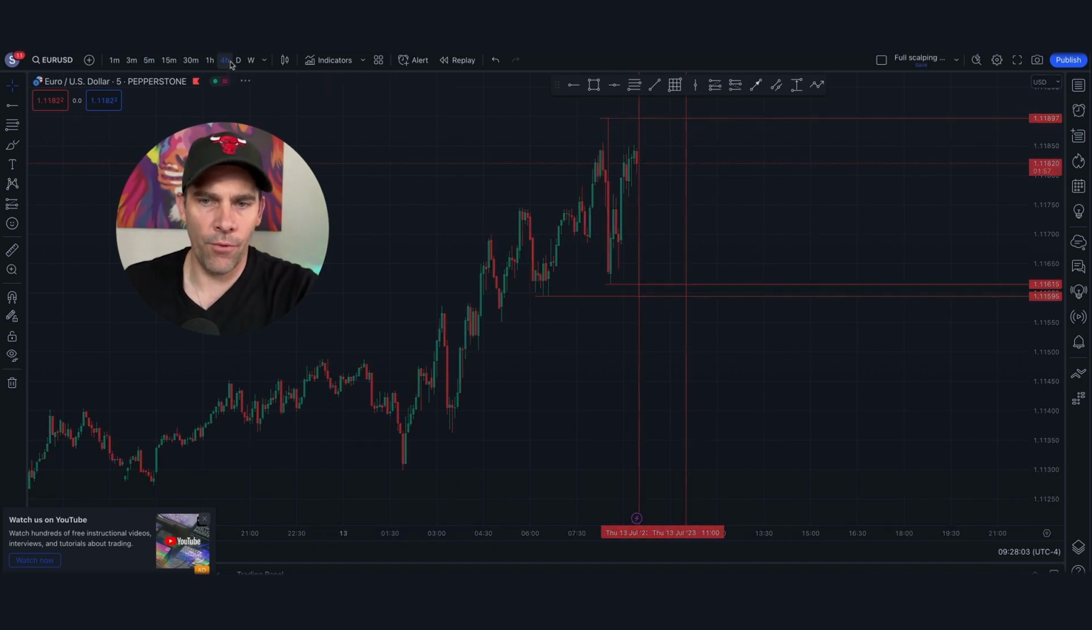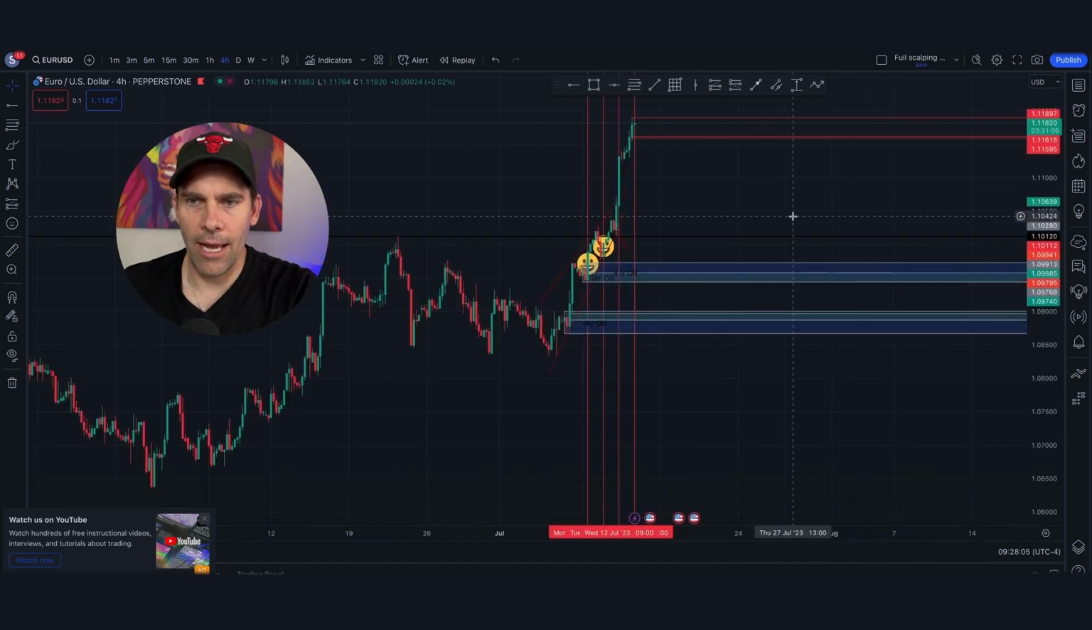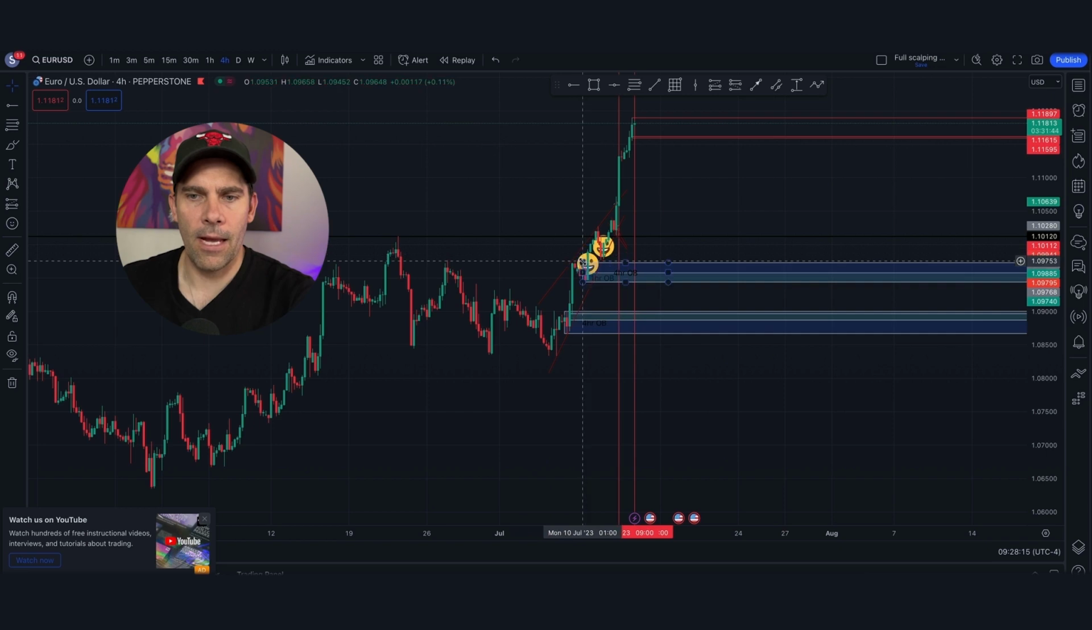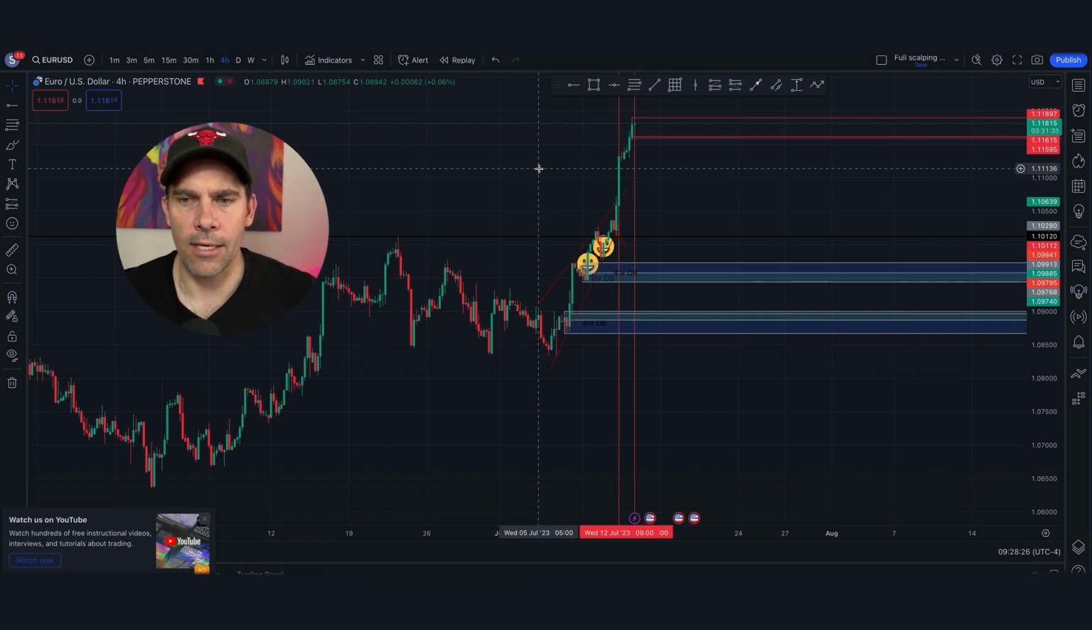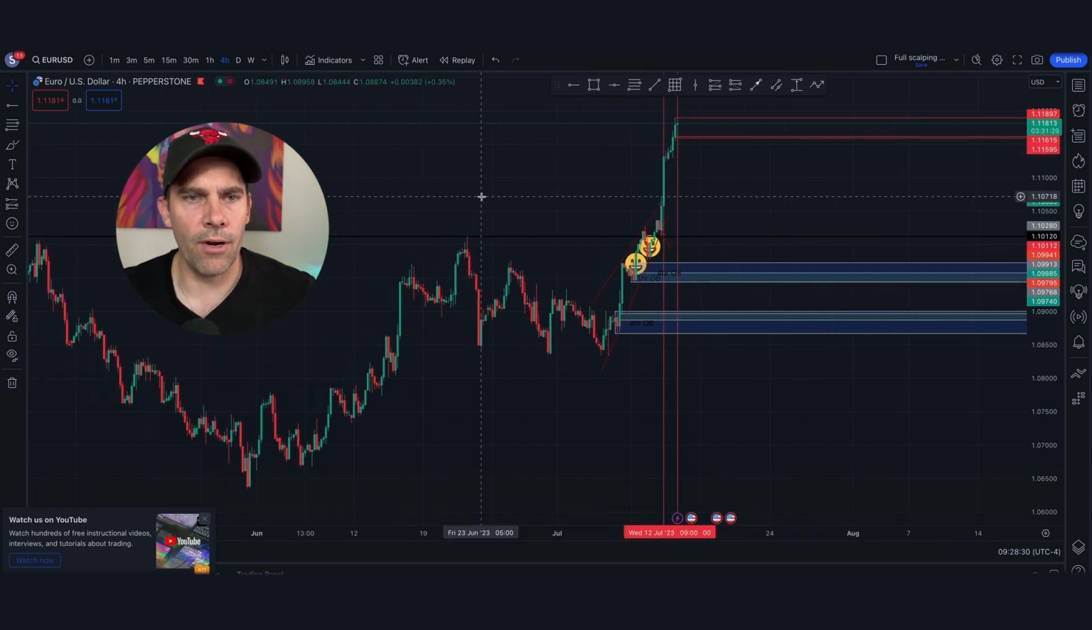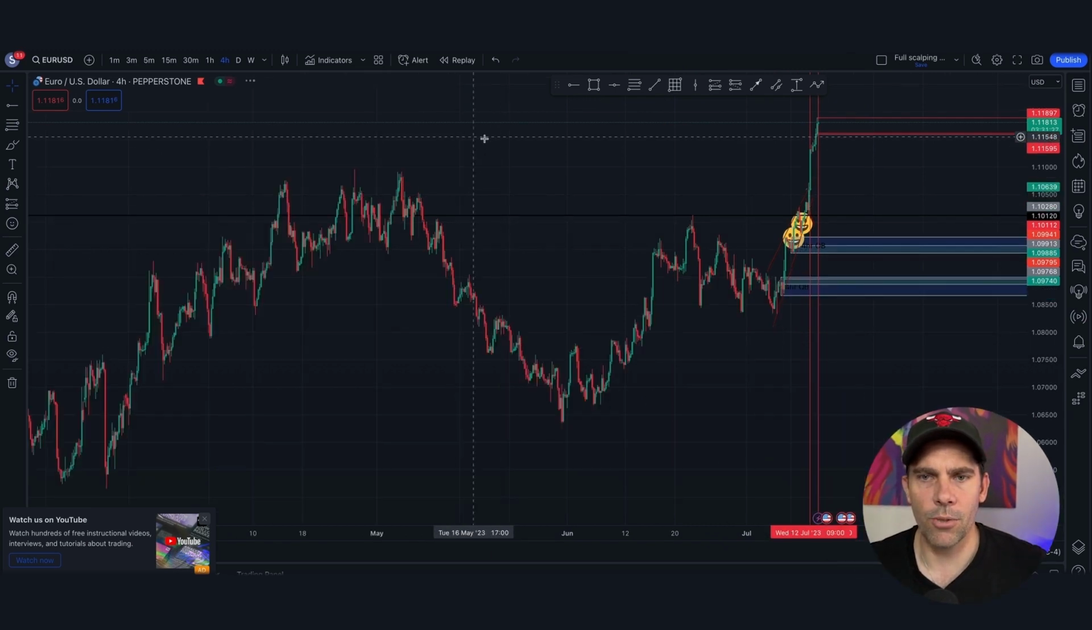If we go to the 4-hour, as you can see, very bullish. And these two little smiley faces are live trades that I entered on the silver bullet New York session in the last 3 days. Yesterday I didn't, obviously because of the big news, but you can see we've been very bullish, very bullish. So I just want to look further back.